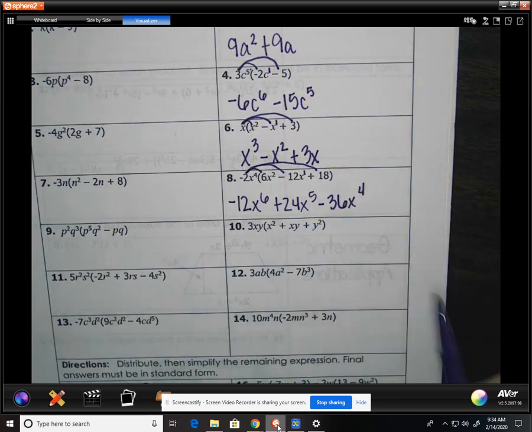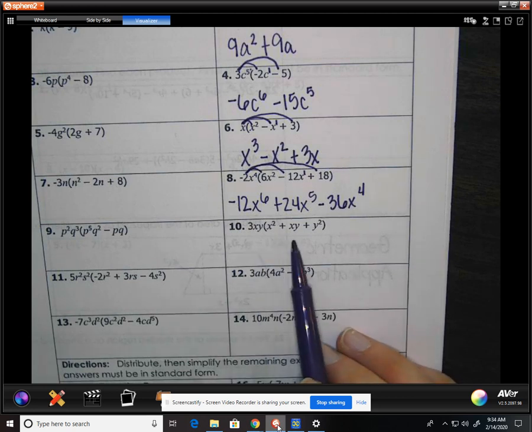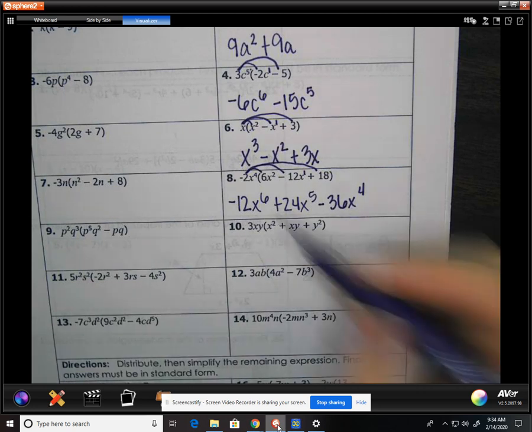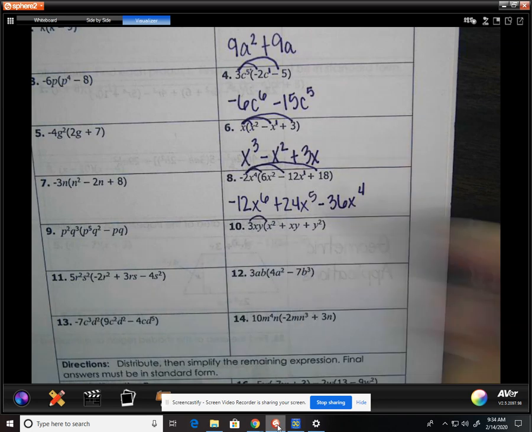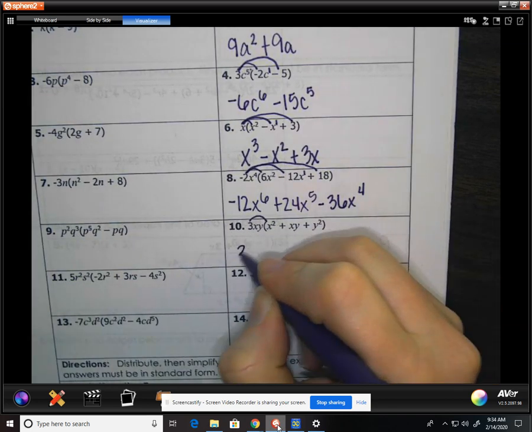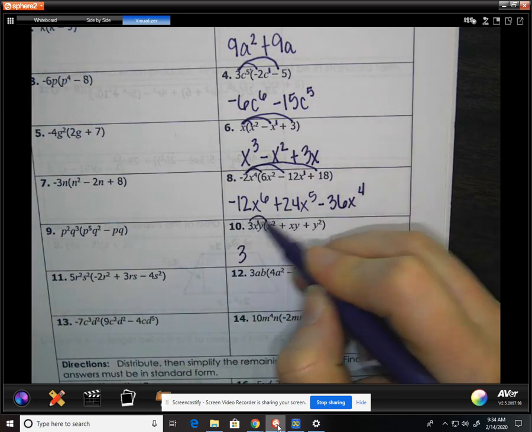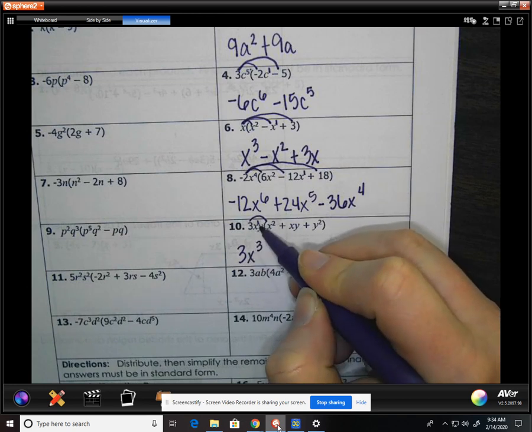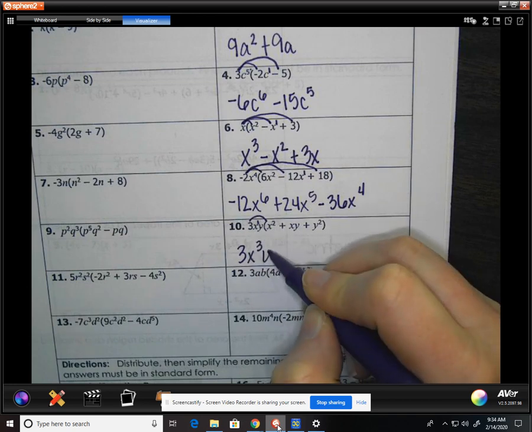All right, for number 10, if I have 3xy times x squared plus xy plus y squared, so now just multiple letters, you have to do this in alphabetical order. Remember that standard form. So we're going to do 3, and this is technically times a 1. Since there's not a coefficient, I just keep the 3. x to the 1st and x squared, so 1 plus 2 makes 3, and then I have a y and no other y's, so I just keep the y.